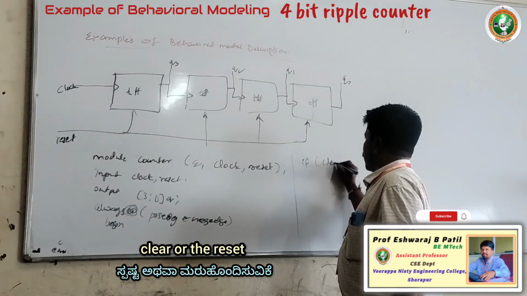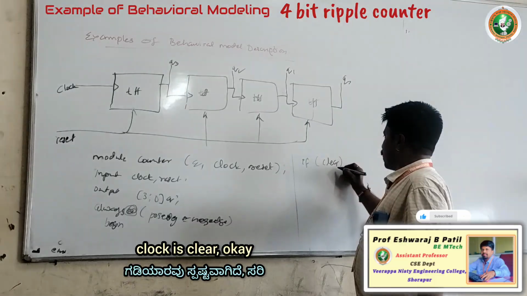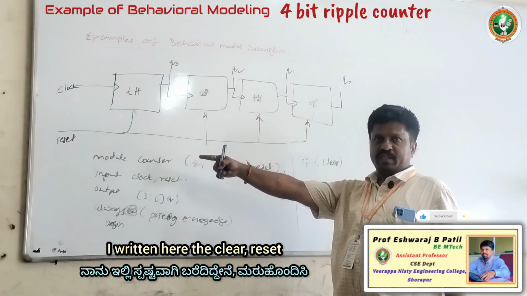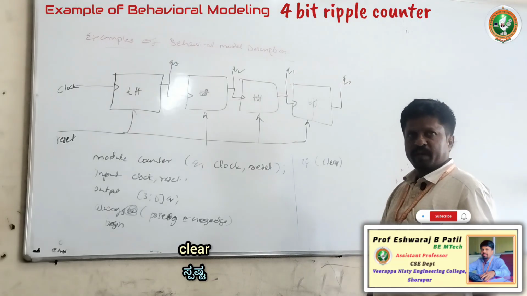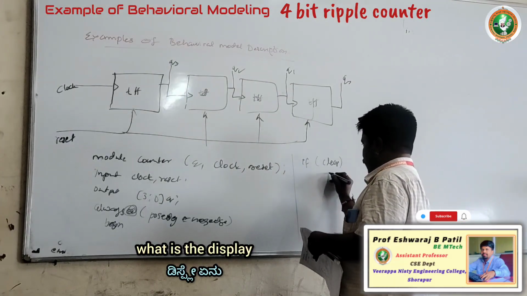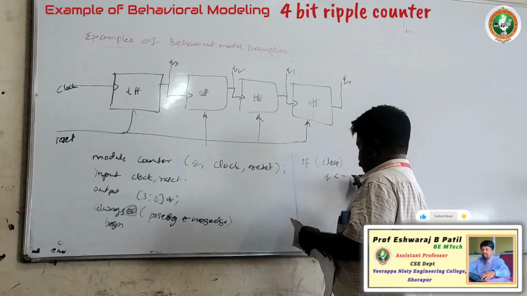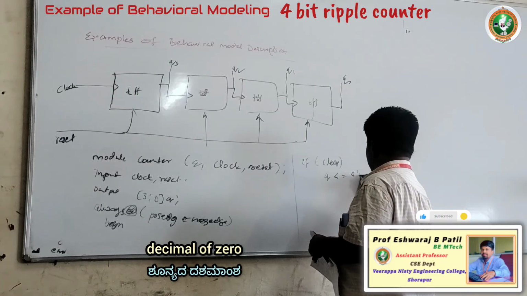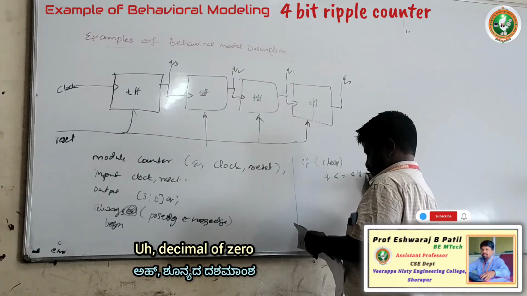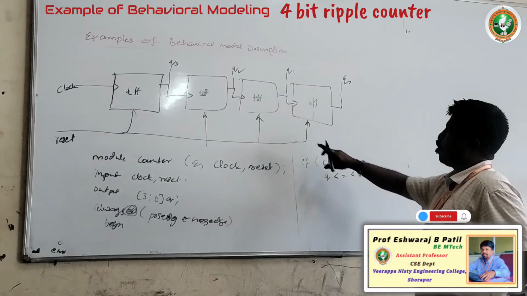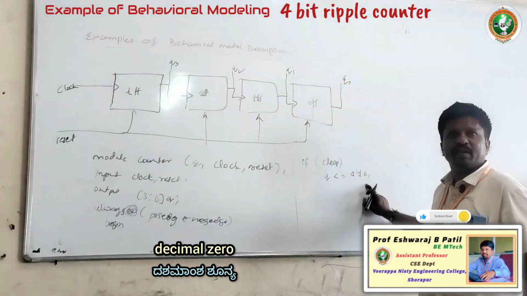the reset is there. Okay, I am writing clear, or you can write reset. If the clock is clear, then it should display Q less than or equal to the 4 bit binary of decimal 0. If reset is there, the output should be 0, the decimal value should be 0.